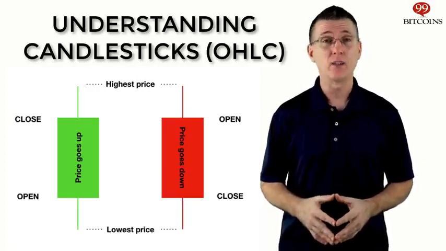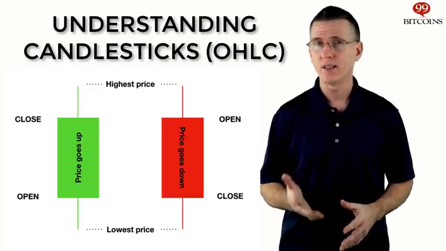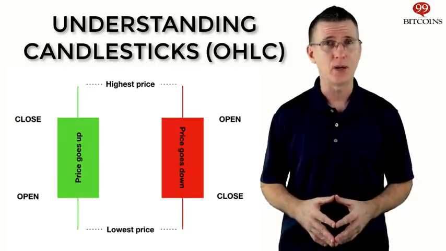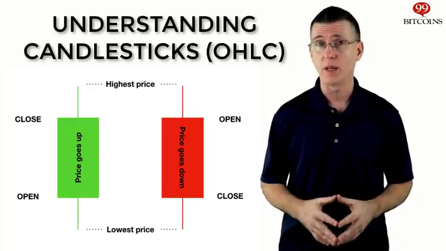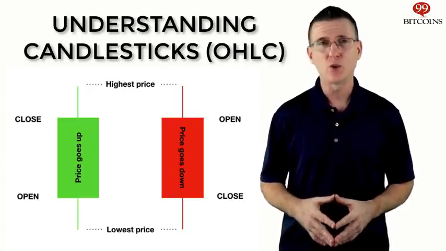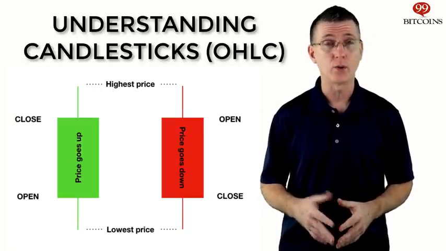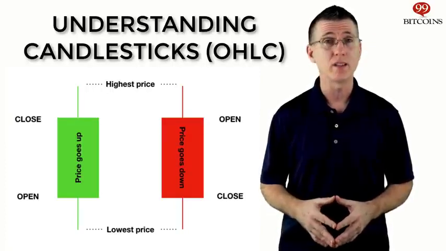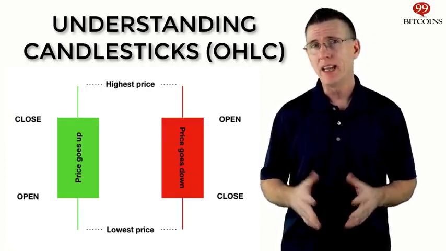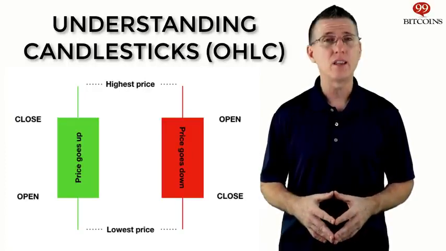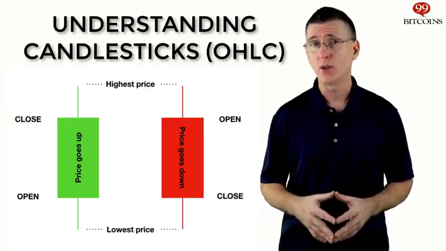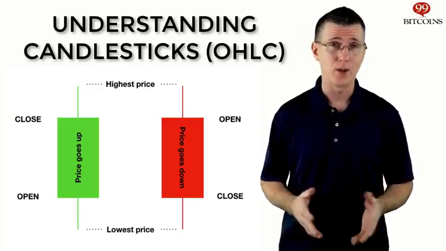Depending on whether the candle is green or red, you can tell if the closing price of the time frame was higher or lower than the opening price. If a candle is green, it means that the opening price was lower than the closing price, so the price went up overall during this time frame. On the other hand, if the candle is red, it means that the opening price was higher than the closing price, so the price went down.